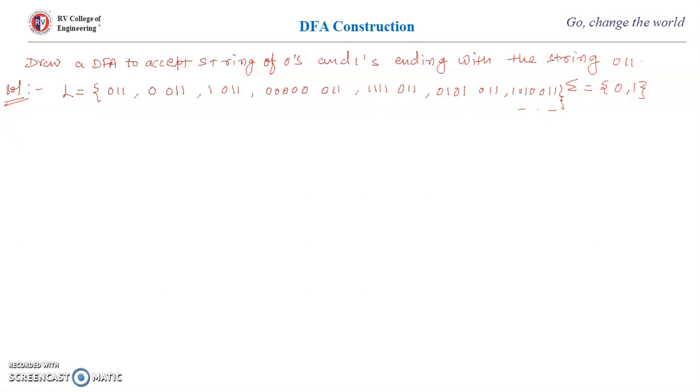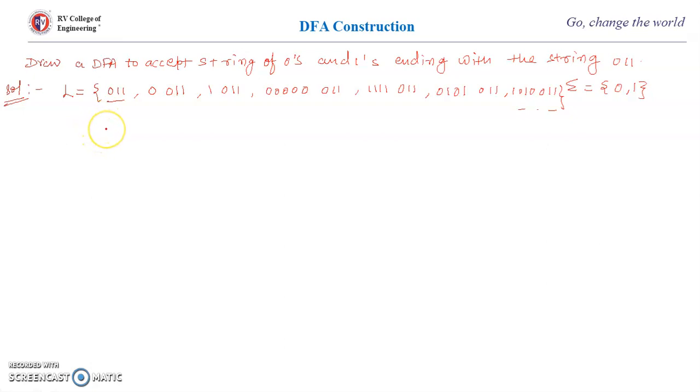Whatever language is given to us, we need to first write all the valid strings like this, and then we have to pick the minimum length string and draw the DFA for that. Here the minimum length string, because it always ends with 011, is 011 itself. At least 011 will always be there, and the length of 011 is 3. So next we need to construct a DFA for 011.